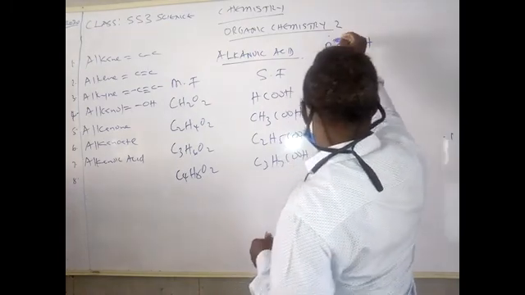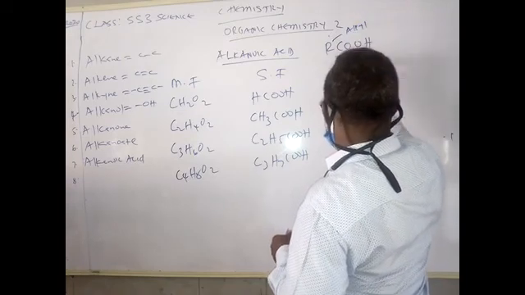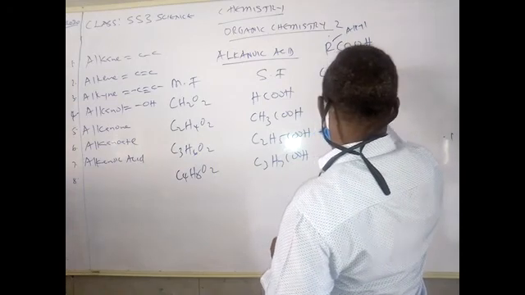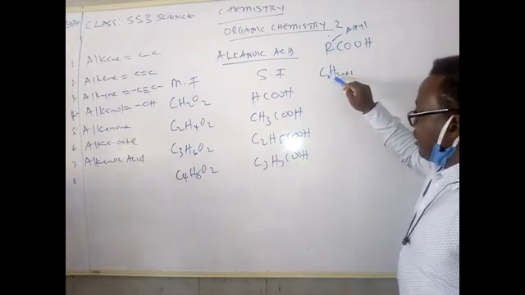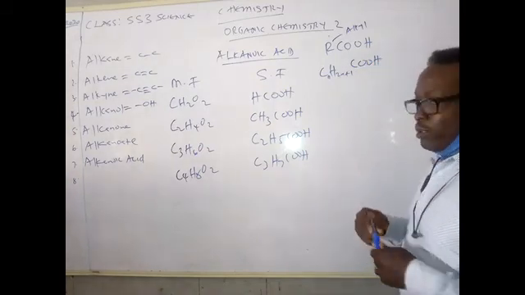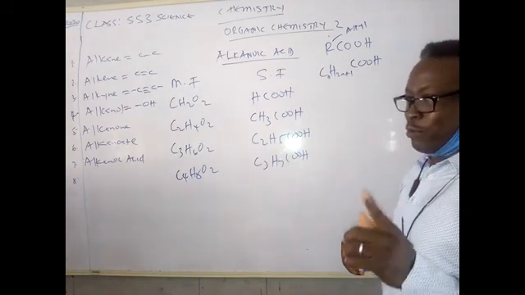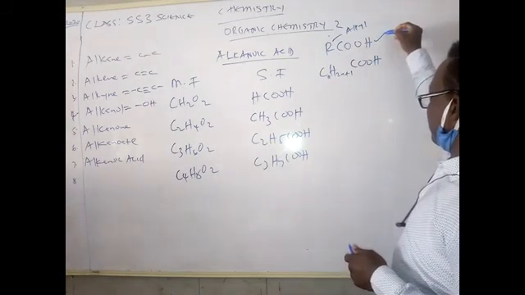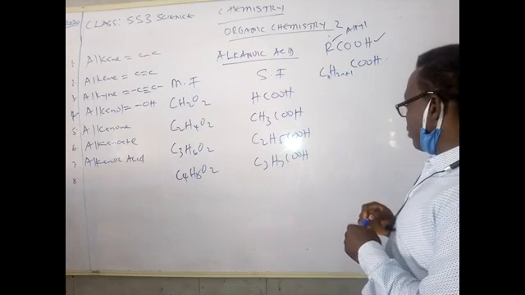It is written as RCOOH, where R is the alkyl group, and the general formula for alkyl is CnH2n+1. So I can just add this to it, and that gives me the general molecular formula. There's a difference between general molecular formula and general formula. General formula is written as this, which I've written earlier. This is the general molecular formula. So you must not mistake the two.